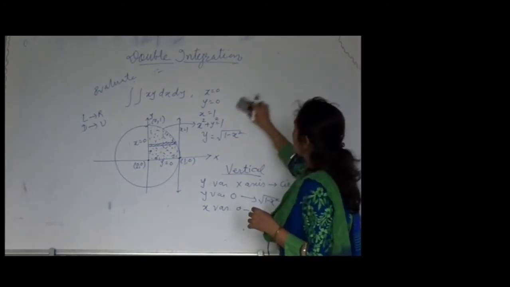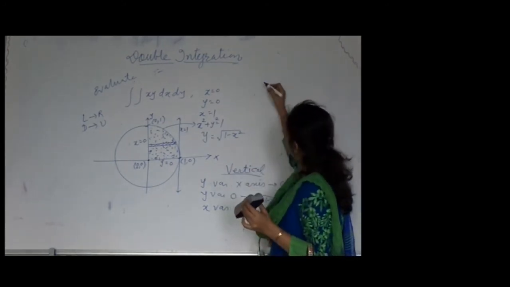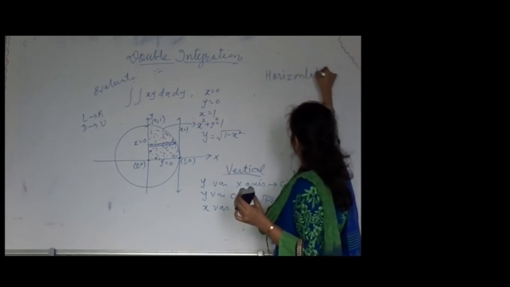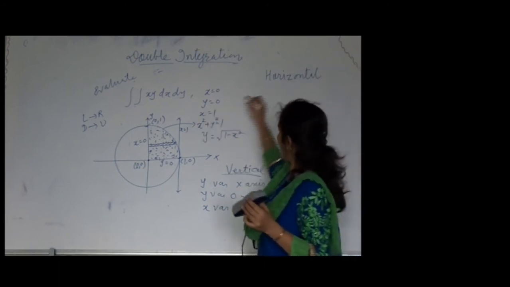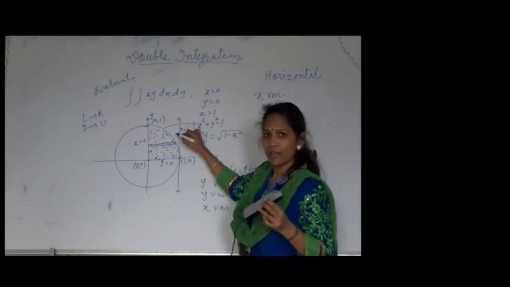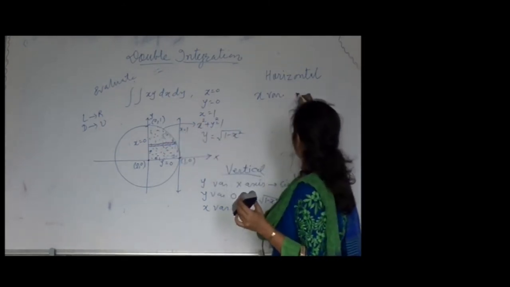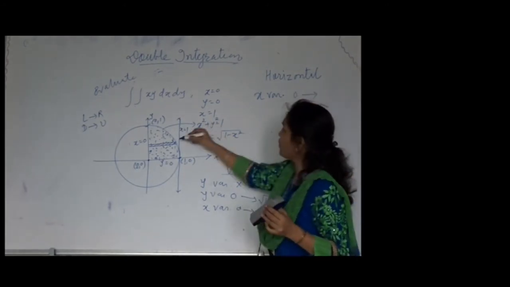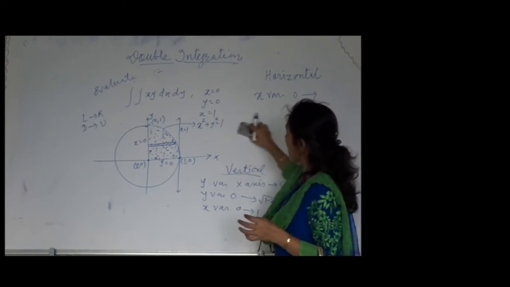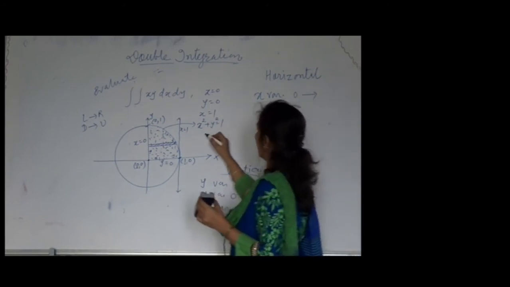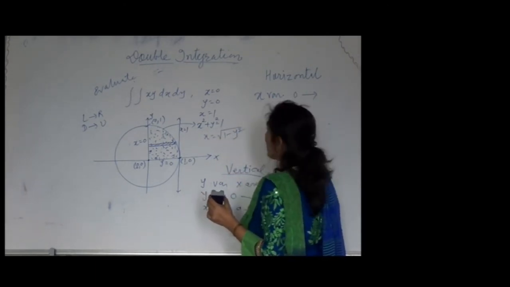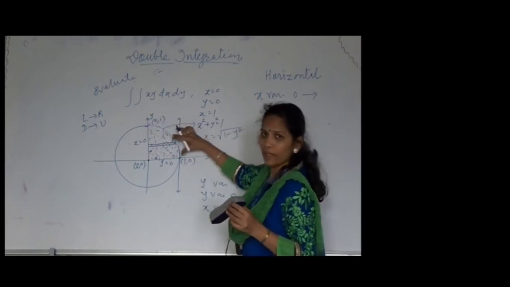Where did your strip start from? It started from the y axis. So for the horizontal strip we are going to write the limits. So x varies from the y axis to the circle. Equation of y axis is what? x is equal to 0. Equation of a circle is what? x is equal to, now I want to write: as it is x square plus y square is equal to 1, x is equal to root of 1 minus y square.